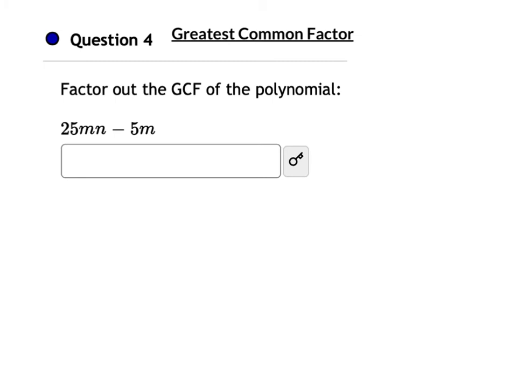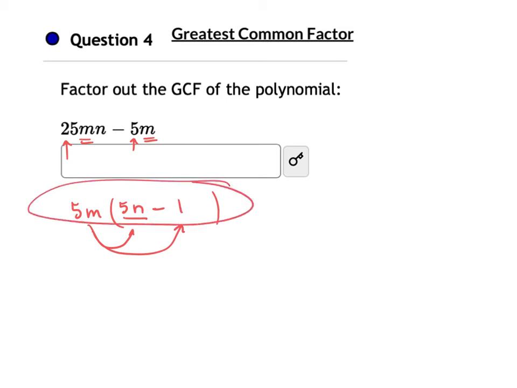Sometimes greatest common factors can have more than one variable. In this case, though, both terms have an m, and both are divisible by 5. So 5m is that GCF. 5n times the first spot makes 25mn. I need a 5 and an n. Minus 5m times something is 5m. I need a 1. You have to have the 1. There's your answer.